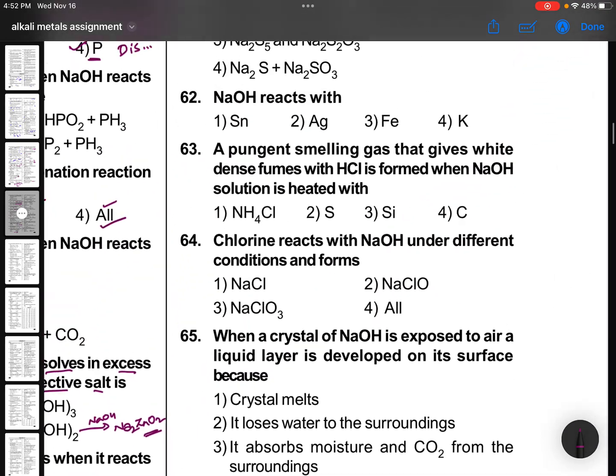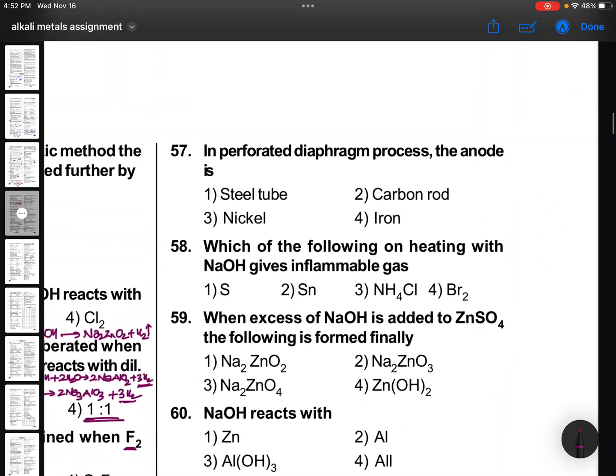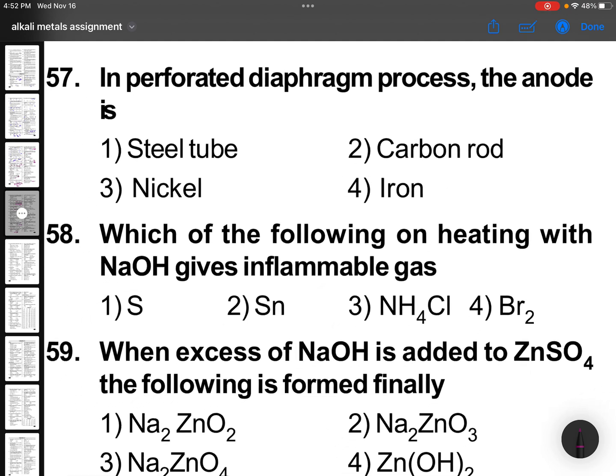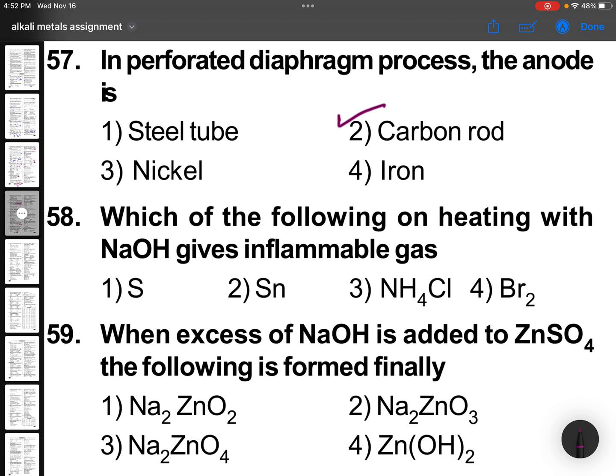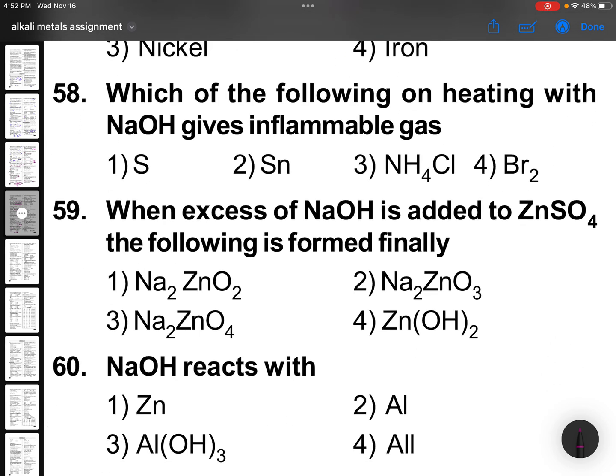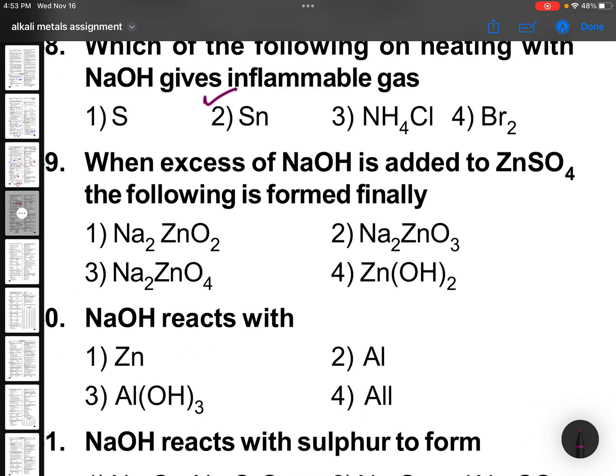Little memory based. Inorganic chemistry itself is memory based. In that little more memory, that's it. In perforated diaphragm process, the anode is, memory. Which of the following on heating with sodium hydroxide gives inflammable gas? Inflammable gas means hydrogen. So which is giving hydrogen gas he is asking. So this question is tin. Just now we were discussing tin or zinc or aluminum, all this can give you. So the gas is hydrogen gas.